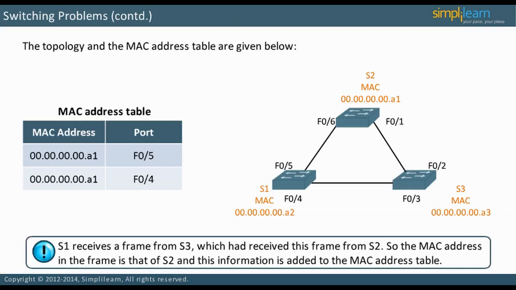S1 receives a frame from S3. S3 has received this frame from S2, so the MAC address in the frame is that of S2. This information is added to the MAC address table. The entry says that a frame with a destination address of MAC A1 should be sent to interface F04. However, the first entry tells the switch to send any frames with destination address MAC A1 out interface F05. We cannot have the frames sent out to different interfaces. Let us continue our discussion on switching problems in the next slide.